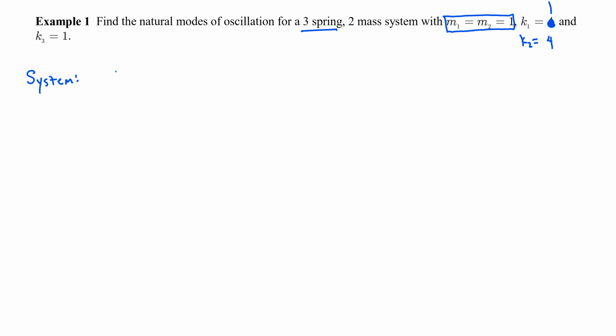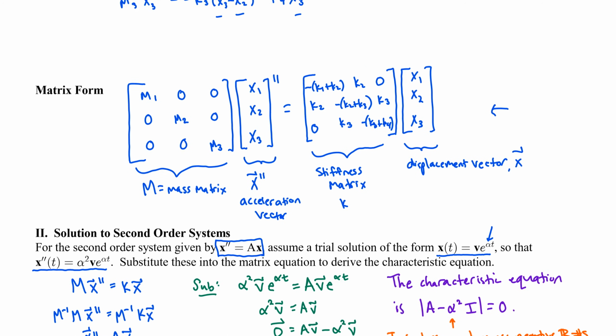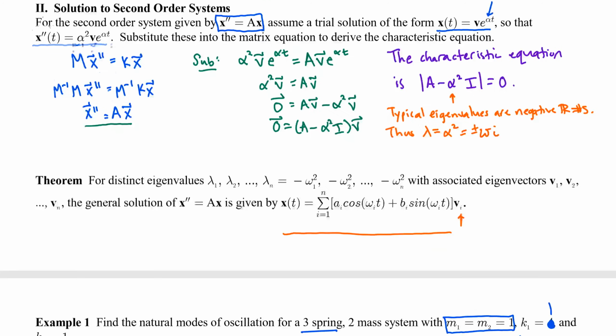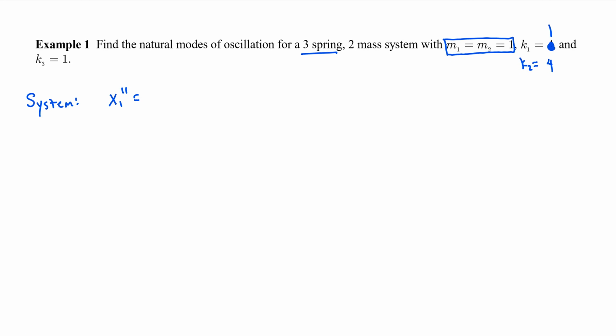M sub 1 is 1 times x sub 1 double prime equals, now keep an eye up here on our stiffness matrix, and we're only going to be using a 2x2 form of this. So entry number 1, that is row 1, column 1, is negative K1 plus K2. So if I add K1 and K2 for this problem and find the negative, we're going to get coefficient negative 5 for x sub 1.